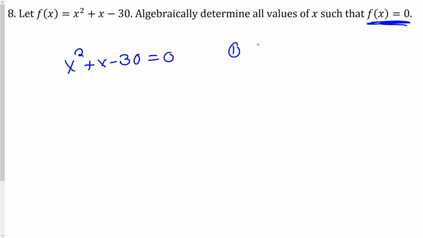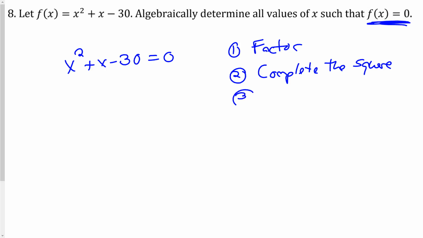In Algebra 1, you came up with 3 ways to solve a quadratic equation. One was factoring. We can factor. 2, we can complete the square. Or 3, we can use the quadratic formula. Factoring is probably the most direct way to do this one.